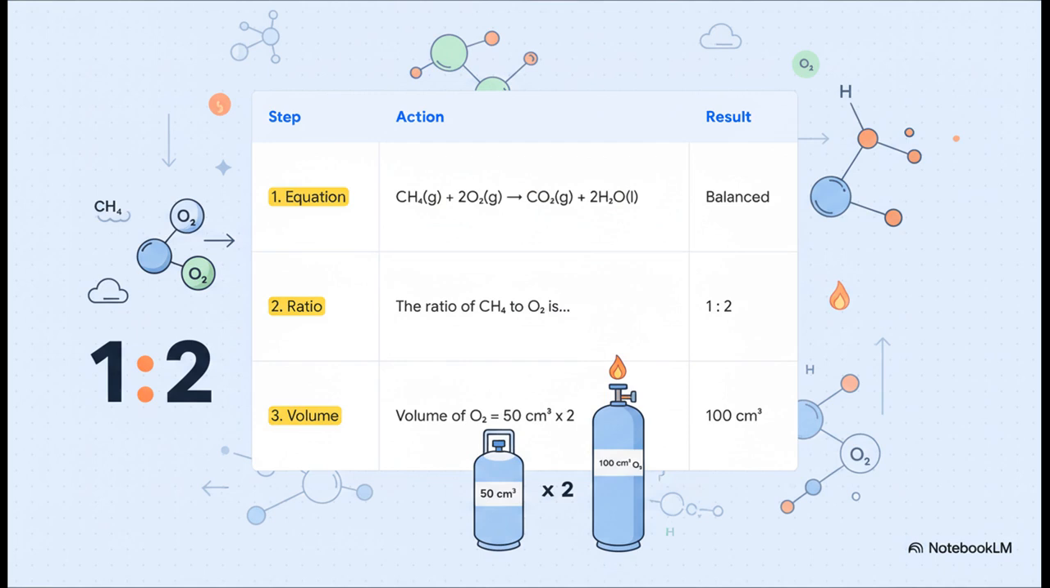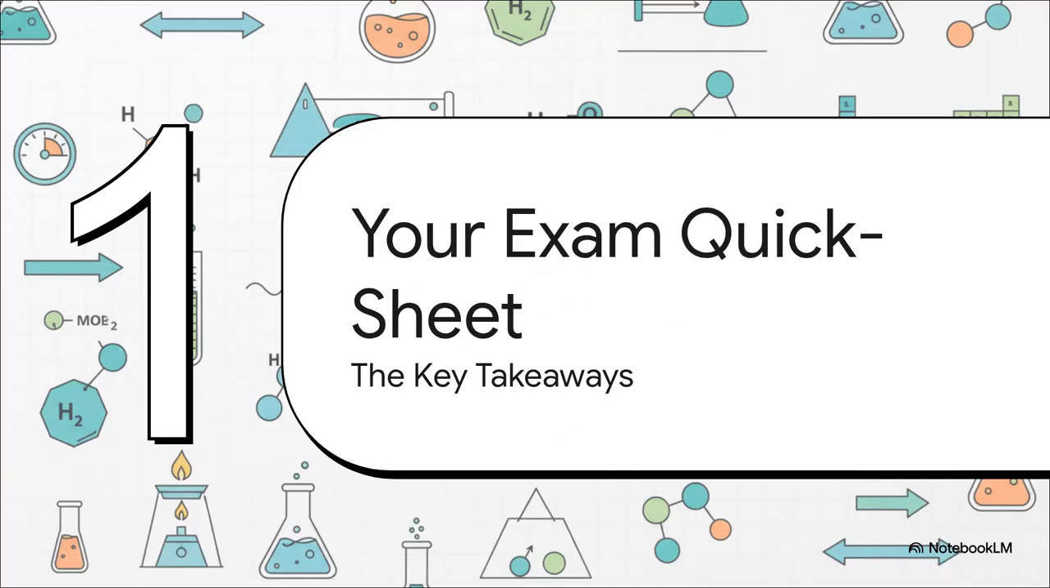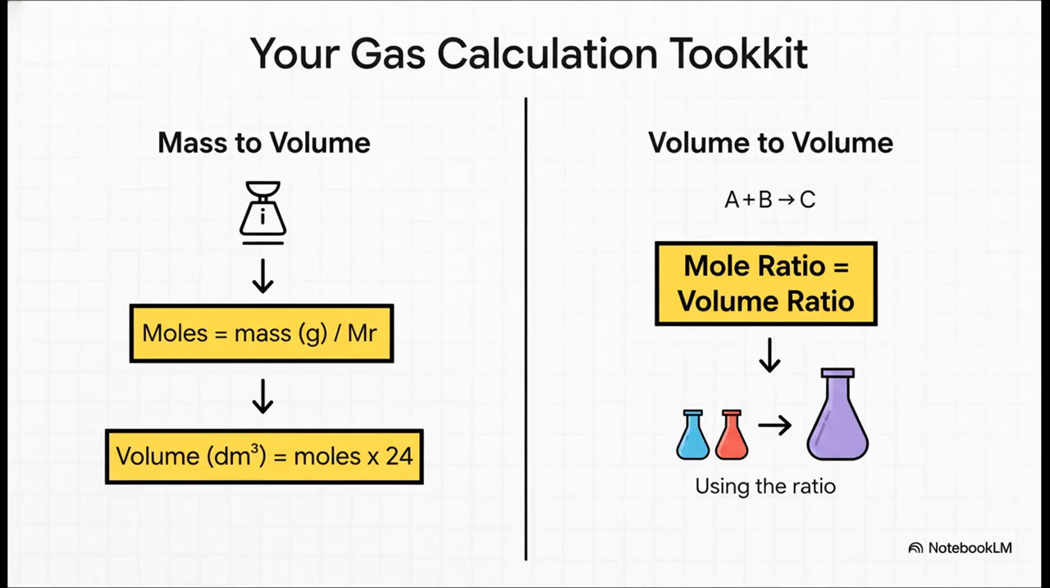Just as a side note, if you ever need to convert, remember there are 1,000 centimeters cubed in 1 decimeter cubed. All right, we've covered a lot there pretty quickly, so let's pull it all together into a simple exam quick sheet. These are the absolute key takeaways you need to have locked in. Think of this as your gas calculation toolkit.